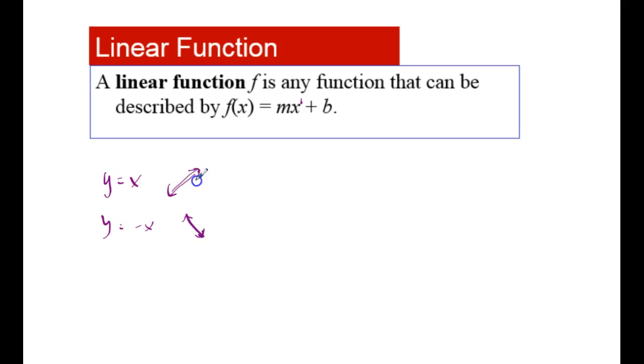And you read a line like you read a book from left to right. So if it's going up, it's a positive slope. If it's going down, it's negative slope. And you know a couple others, hopefully by now.